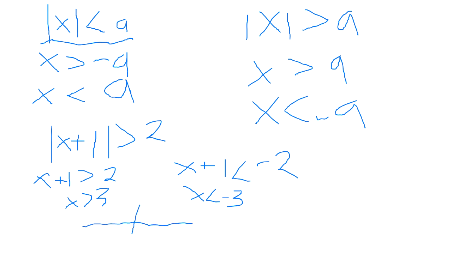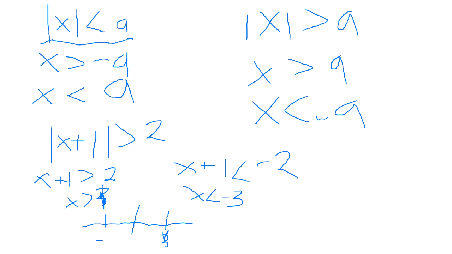Sir, why did you say x will be greater than 3? Isn't it supposed to be 2 minus 1, not 2 plus 1? The question says absolute value of x plus 1 greater than 2. So the first one is x plus 1 greater than 2. Oh, it's supposed to be 1. Sorry. Thank you very much. So that means here will be 1, and here will be minus 3.